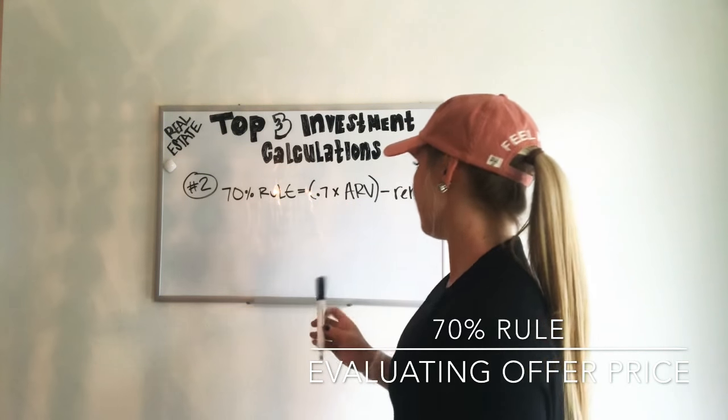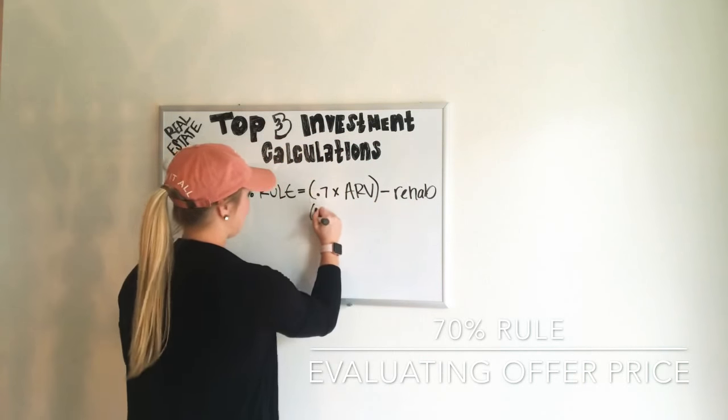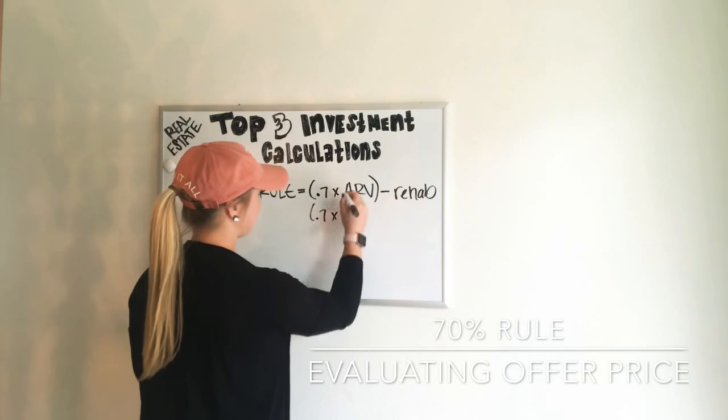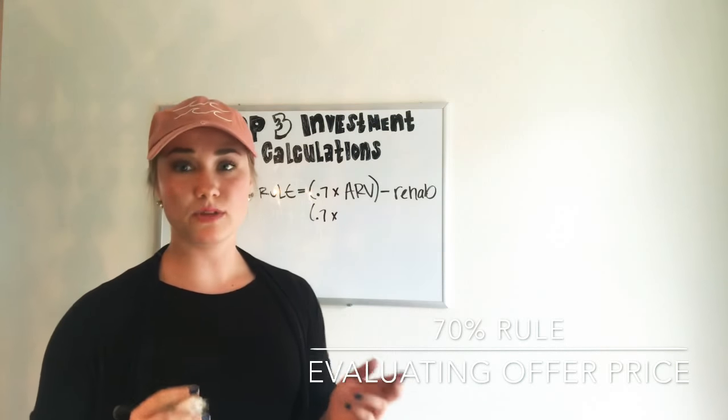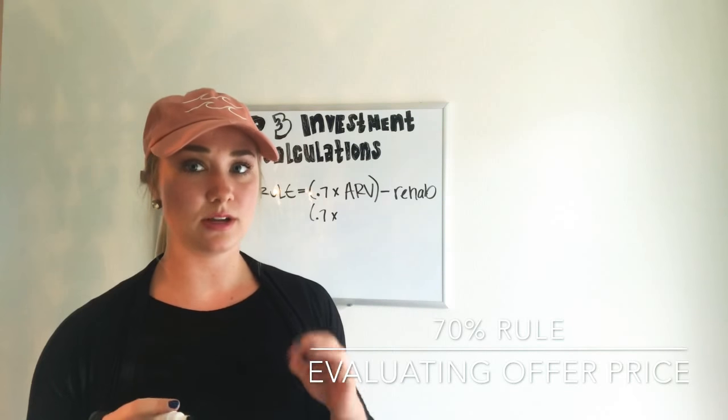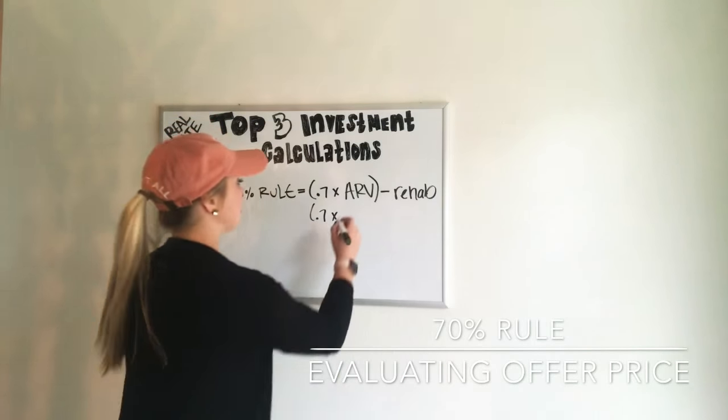So let's do an example. Let's take 0.7, multiplied by, we'll say the ARV of the property, after it's flipped and looking fine, will be $200,000.